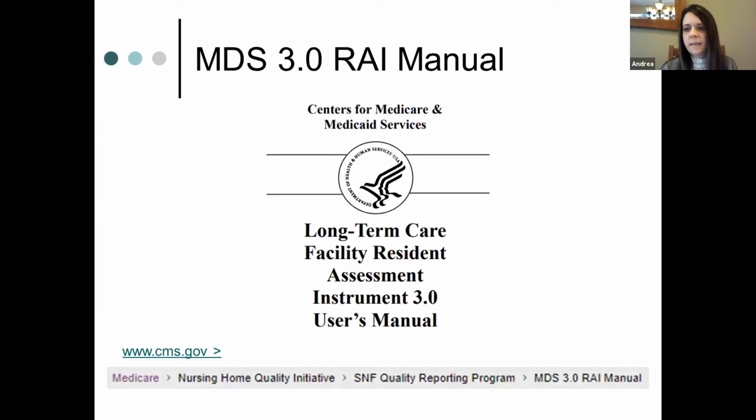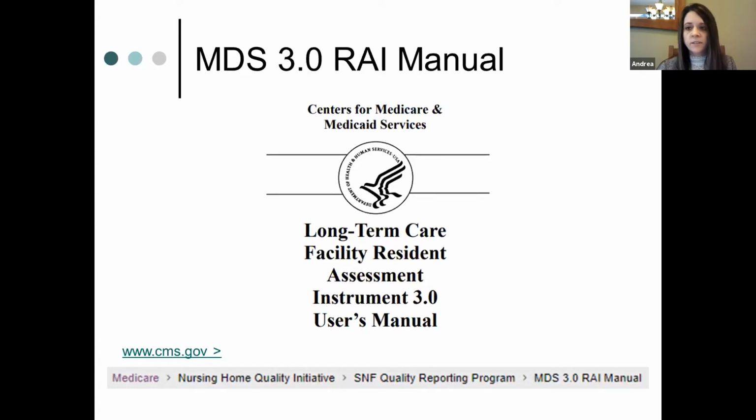This is just a snapshot picture of what the MDS 3.0 RAI manual looks like. On the resources that you got from Kathleen, on that front page under the second bulleted point under CMS, on the bottom there she has that resource. So it's a download, and the most current edition of the RAI manual is from October 2019. There was an update scheduled for October 2020, but that has been delayed.